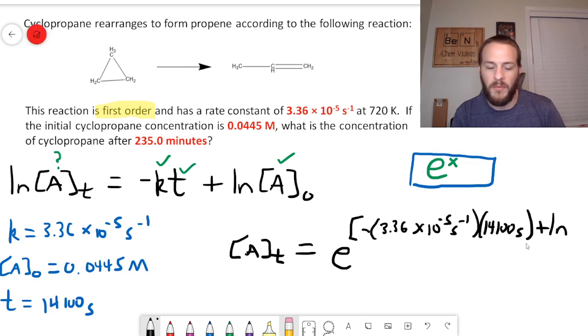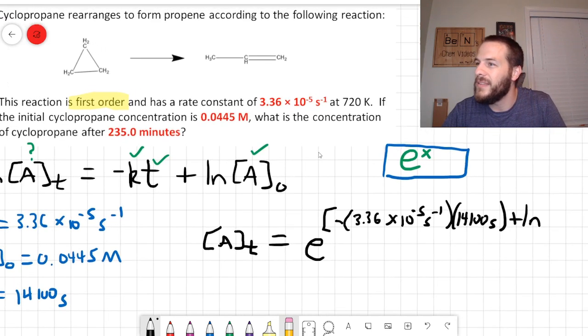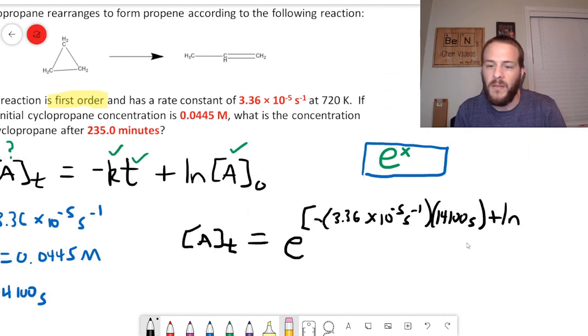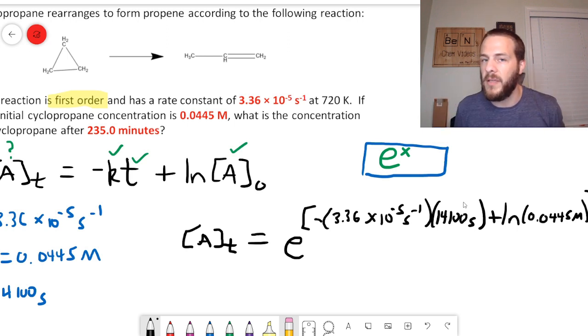It looks like I'm running off the page here, so I'll drag this over to give myself a little extra room. I think that'll do it. So the initial reactant concentration is 0.0445 molar. So I need to raise e to the power of this whole expression. That might seem like a pretty daunting task, but if you have the right scientific calculator, you can do this calculation quite easily.